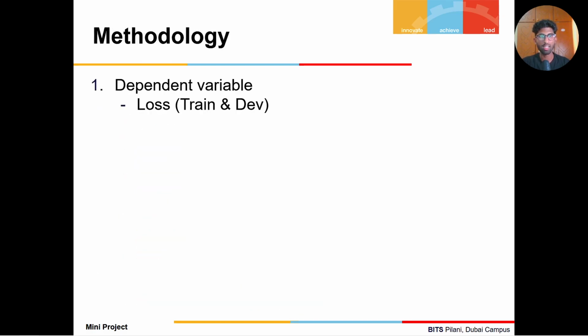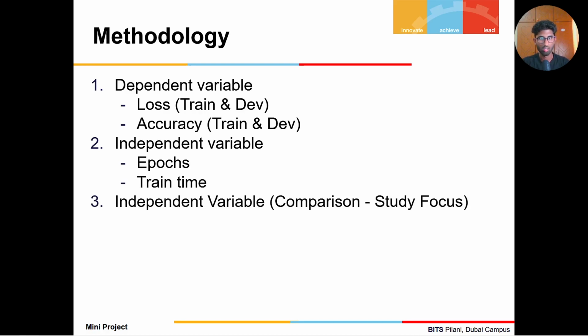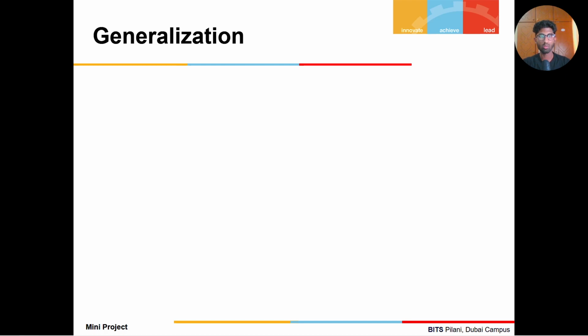So the methodology is that I'm focusing on the loss function and accuracy for classification, with the independent variables being the epochs and the training time. The comparison variables would be the optimization algorithm I used, the learning rate I used, and the batch size I used. So just a quick recap of what generalization is.